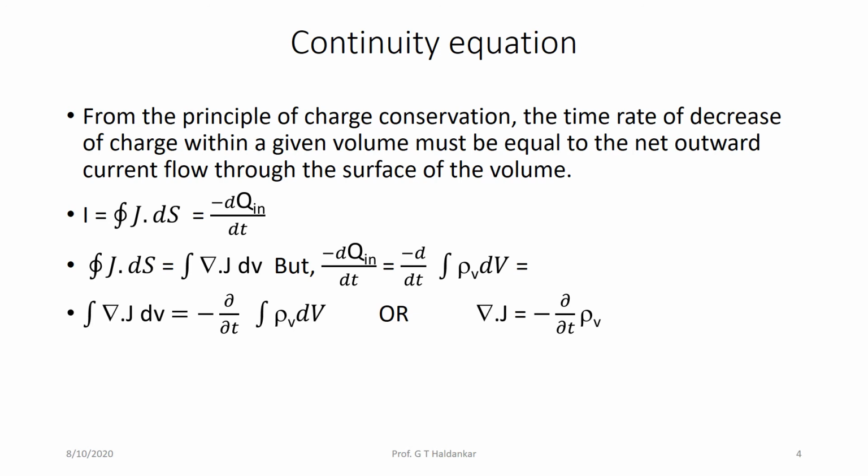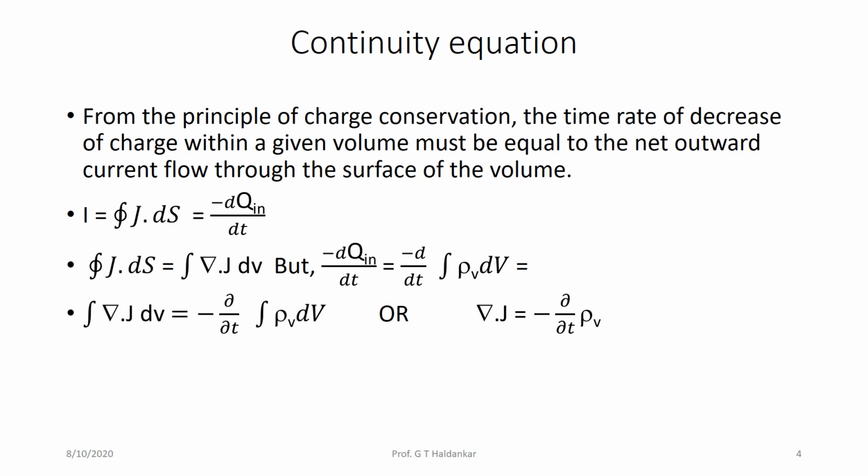For a positive value of the net outward current, the enclosed volume charge should decrease with time as required by the negative time derivative. So for a positive value, there is a decrease with time as required by the negative time derivative. Hence, the integration of J dot dS is equal to minus dQ in by dt.